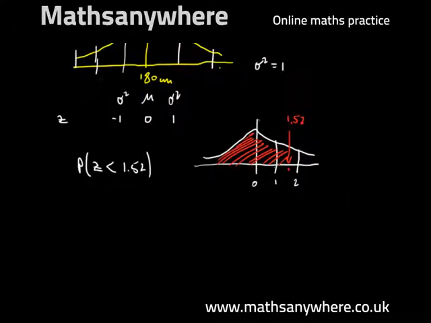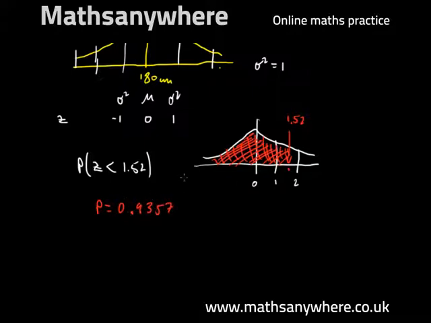Now, we could do some very complicated maths to work out this area, but someone's done the hard work for us and put the information into tables, so we need to look up a z value for 1.52. If I turn to my z table, I can see that 1.52, the area under that part of the graph, is 0.9357, and that's a decimal probability.